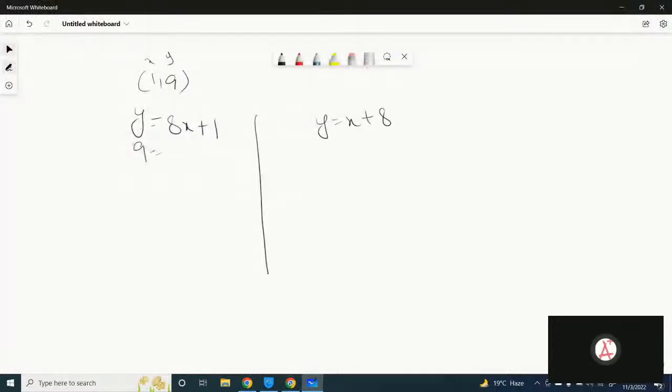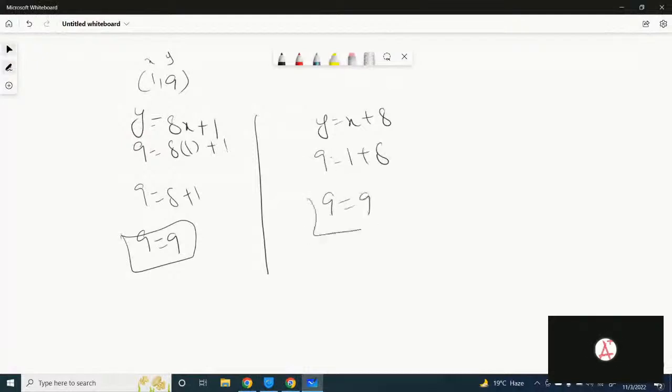So y is 9. 8 times 1 plus 1. 8 times 1 is 8, and 8 plus 1 is 9. Got it? That means this is the solution of this equation. Now you have to check for the second one. y is 9 equals 1 plus 8. So y equals 9. Both sides are equal. Yes, it is the solution of the equations. Got it? The answer is yes.